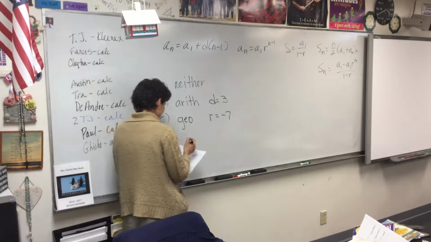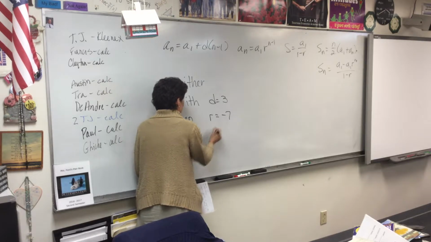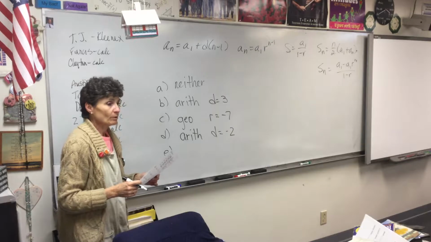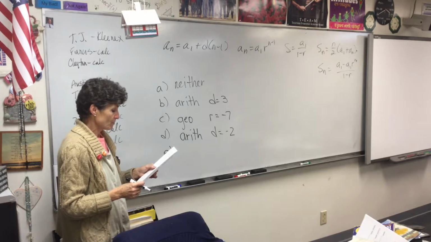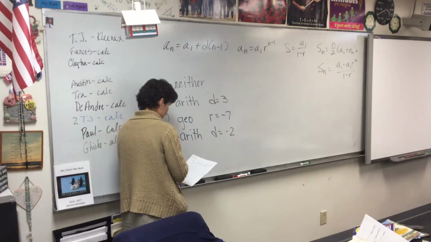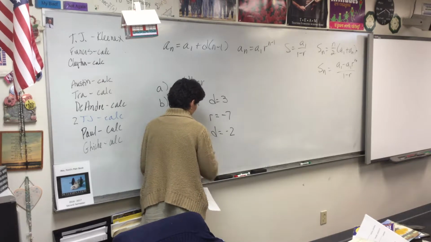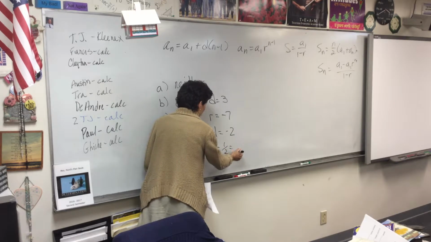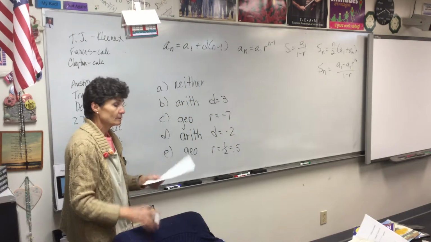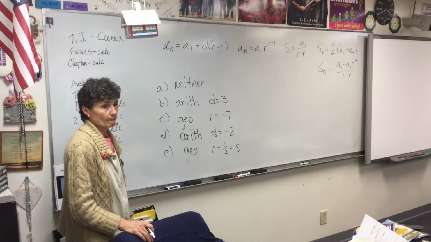All right, what about D? It's arithmetic, and the difference is -2. Very good. Remember, we add to get from term to term. In this case, we're adding -2. And what about E? Geometric. And the ratio is 1/2 or 0.5. However you think about it, decimals, fractions, all the same. Anybody have a question about part 1? We're good?